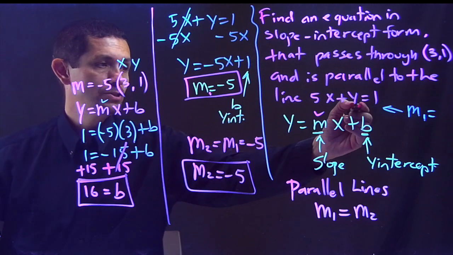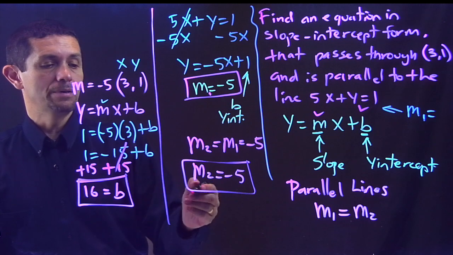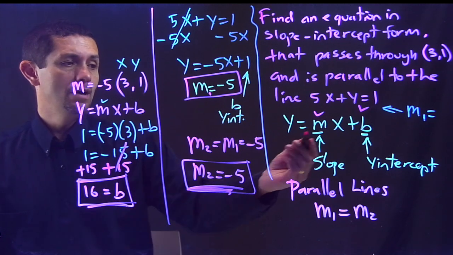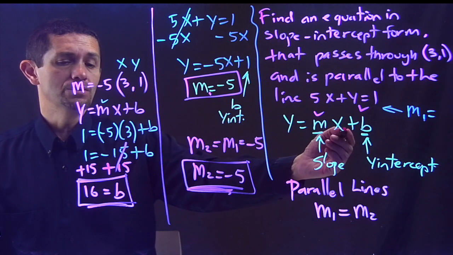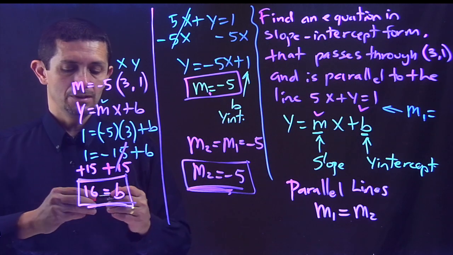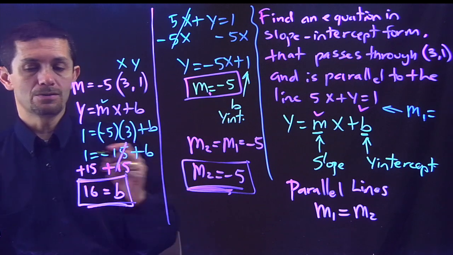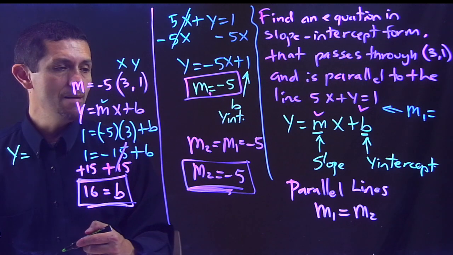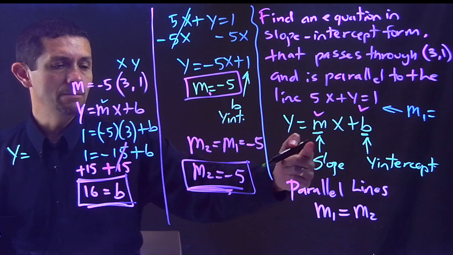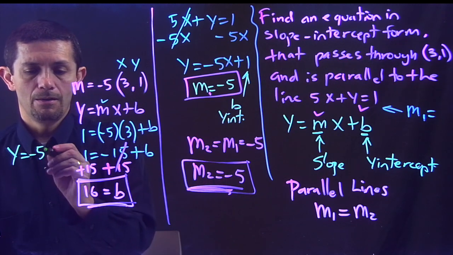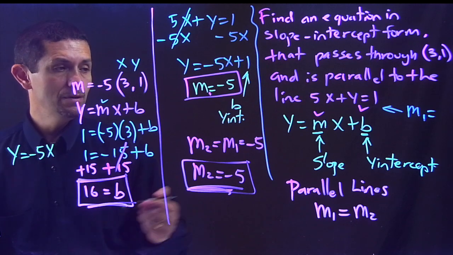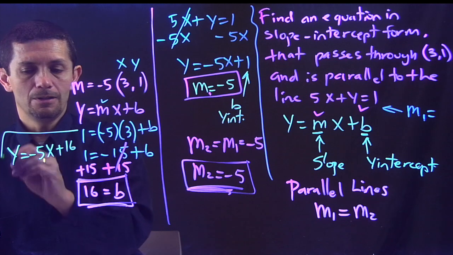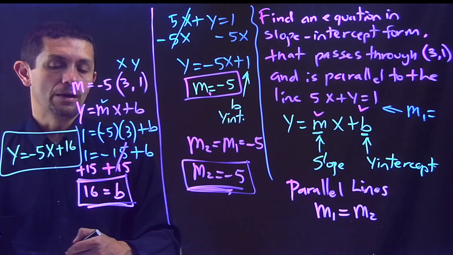So let me go back and check mark over here. I have my slope, I have my y-intercept. Now I'm ready to plug them back into my original equation. So my final answer is y equals mx plus b. M is negative 5, so negative 5x plus b, and my b is equal to 16. And that's your final answer.